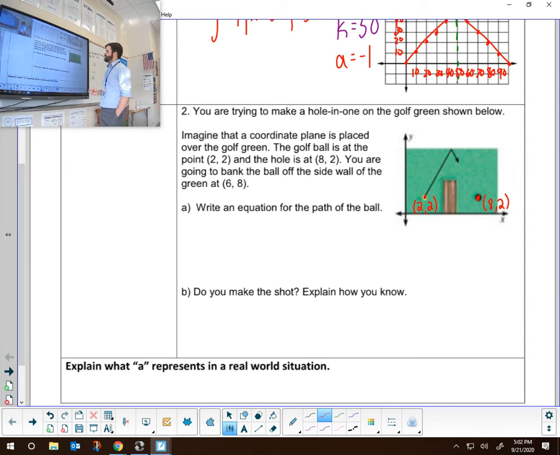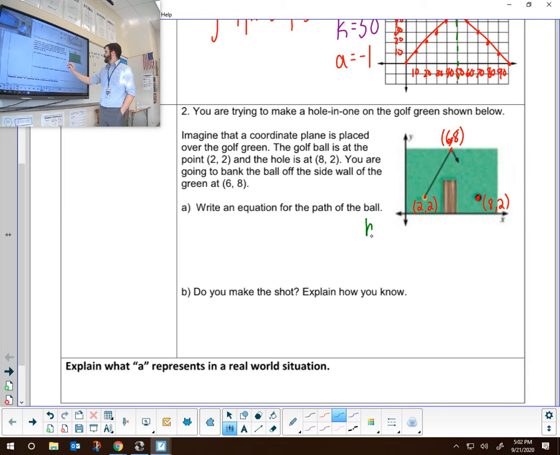And you are going to bank the ball off the side of the wall of the green at (6, 8). And so we're going to write an equation for this path of the ball. Then we are going to ask ourselves if we made the shot or not. So first and foremost, let's find what my h and k is.